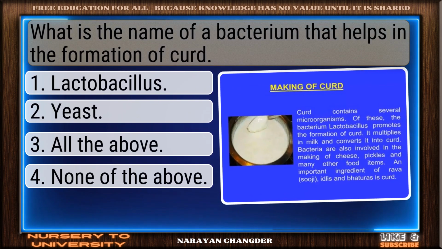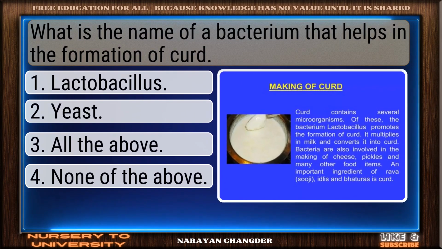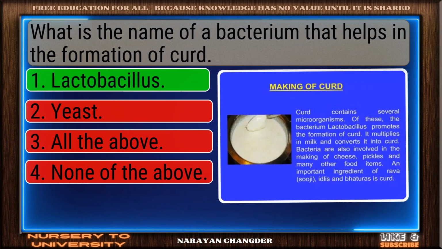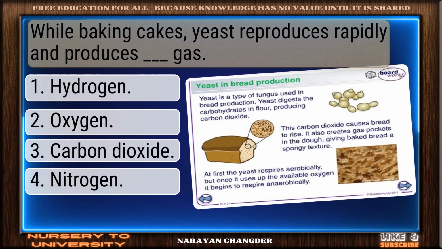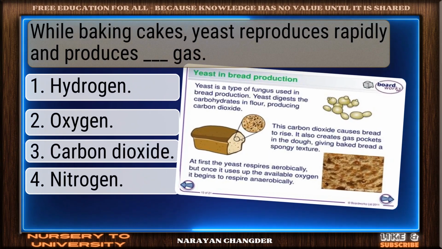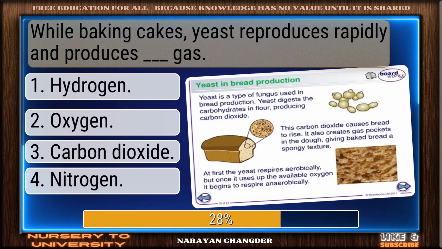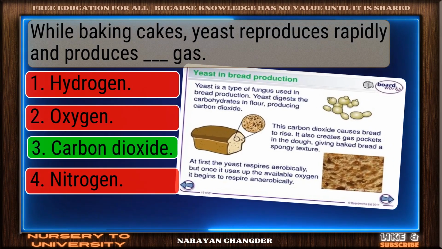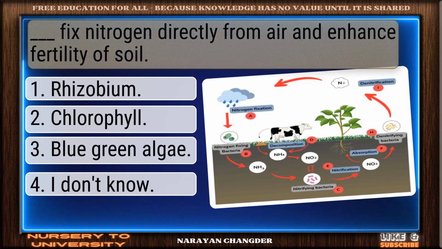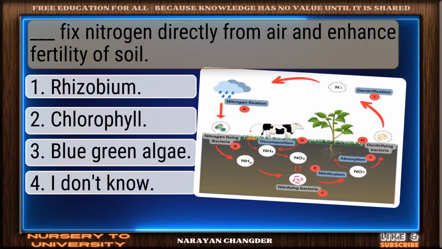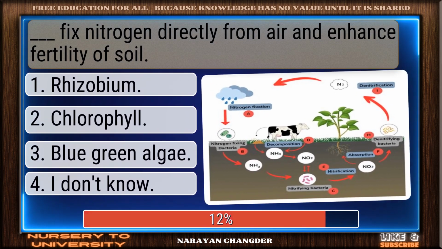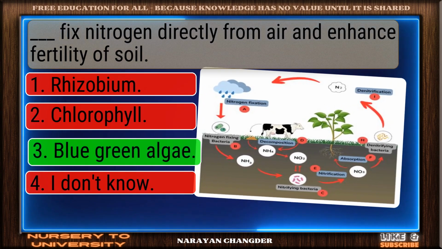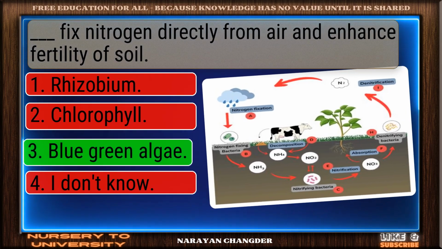What is the name of a bacterium that helps in the formation of curd? Strong choice. Lactobacillus is the right answer. While baking cakes, yeast reproduces rapidly and produces dash gas. Nice selection. Carbon dioxide is the correct and valid answer. Dash fix nitrogen directly from air and enhance fertility of soil. Exactly. Blue-green algae makes sense, and it is the right choice.